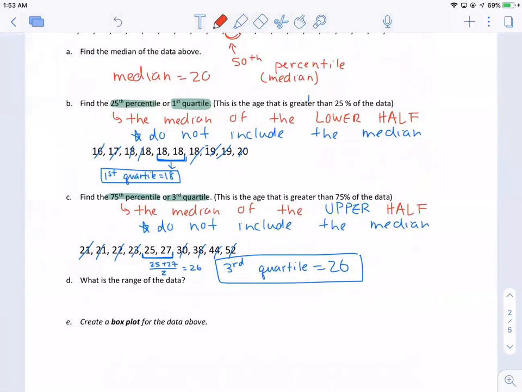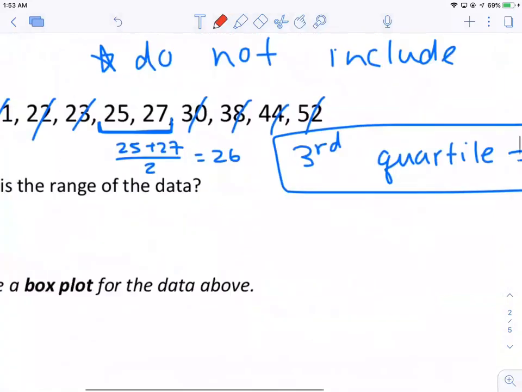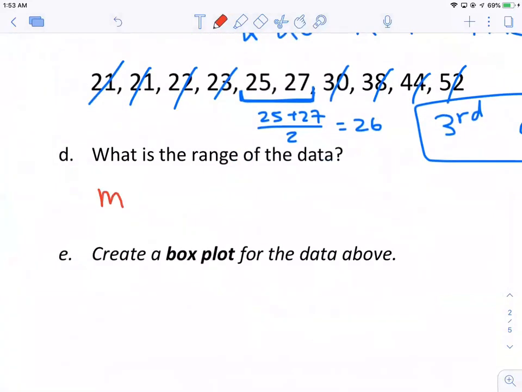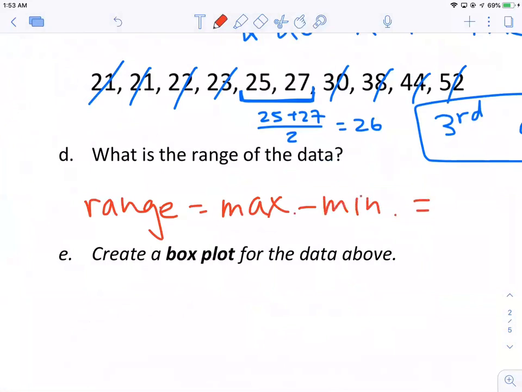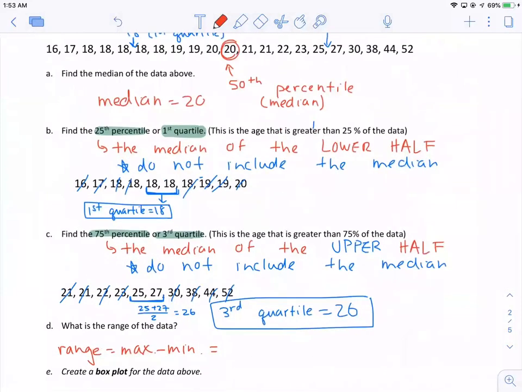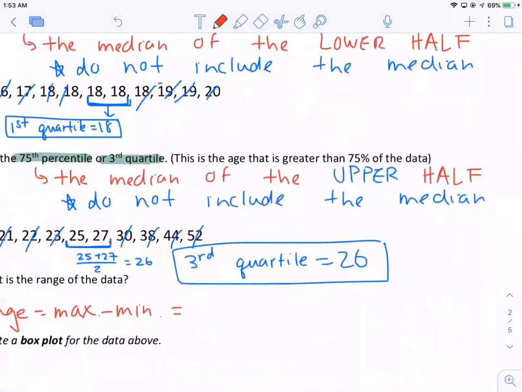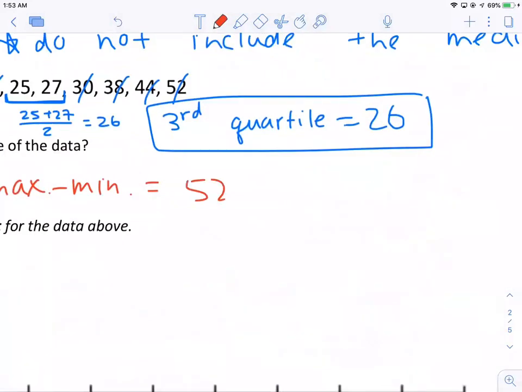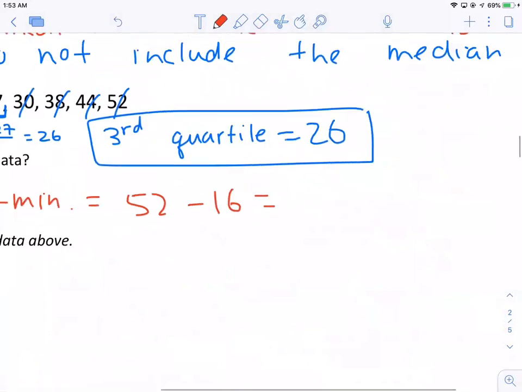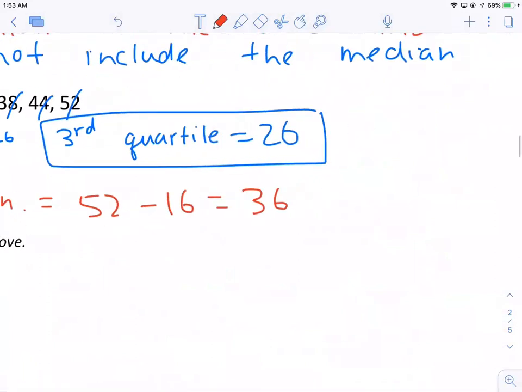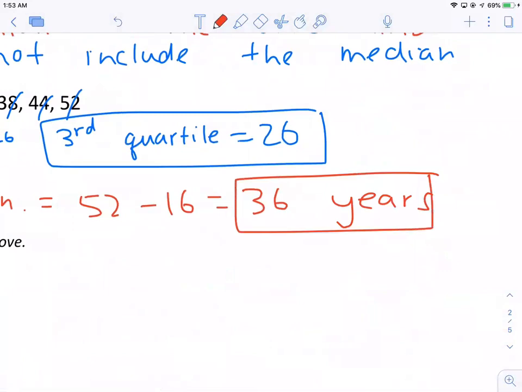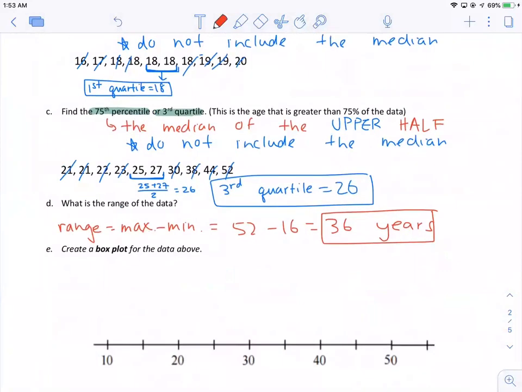What's the range? Remember, the range is the max minus the min. Again, we're talking statistics here, not domain and range, so it's a different definition. The maximum age of these retail workers is 52, minus the minimum age of 16, which means there is a range of 36 years. So the difference between the oldest and youngest worker is 36 years.